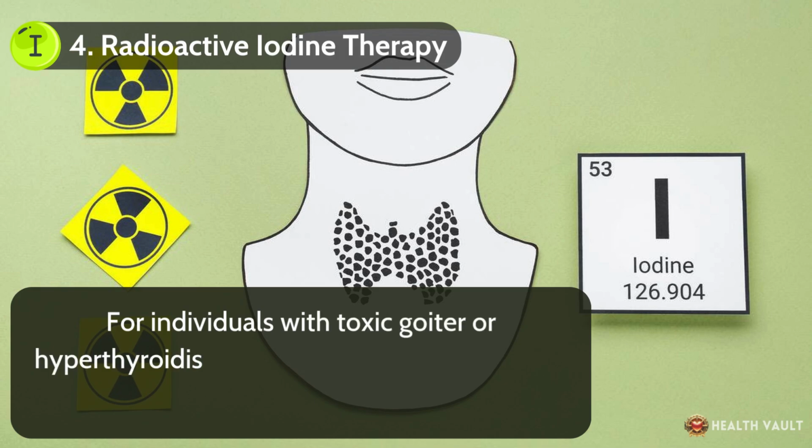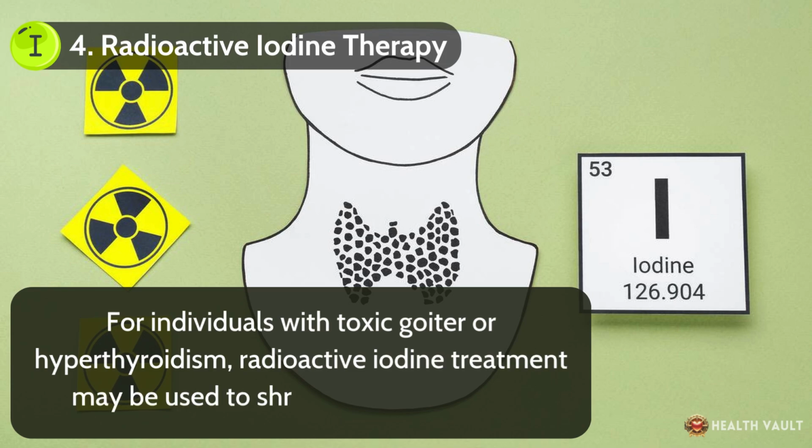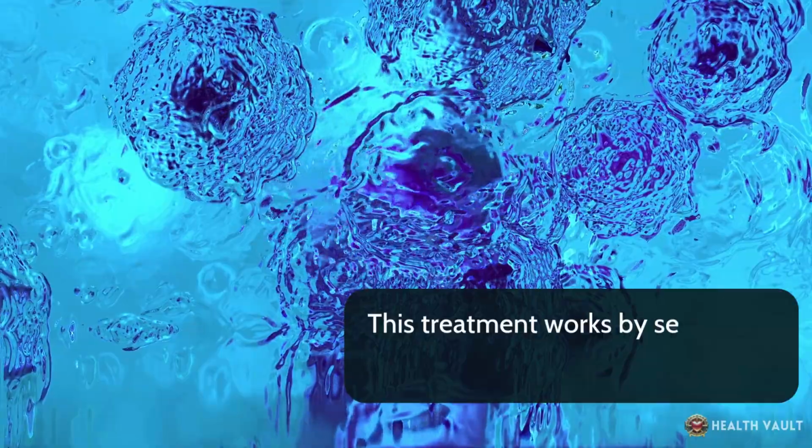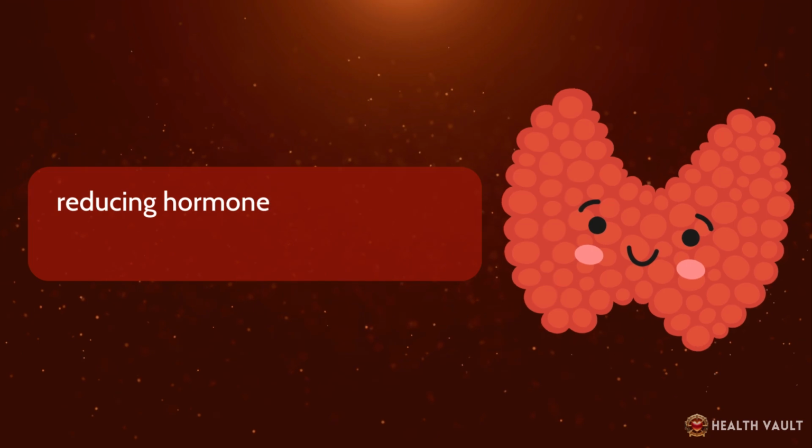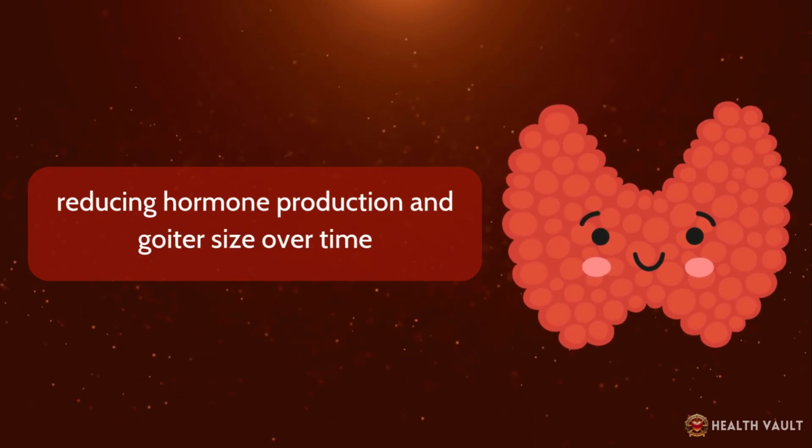Number 4. Radioactive iodine therapy. For individuals with toxic goiter or hyperthyroidism, radioactive iodine treatment may be used to shrink the thyroid gland. This treatment works by selectively destroying overactive thyroid cells, reducing hormone production and goiter size over time.